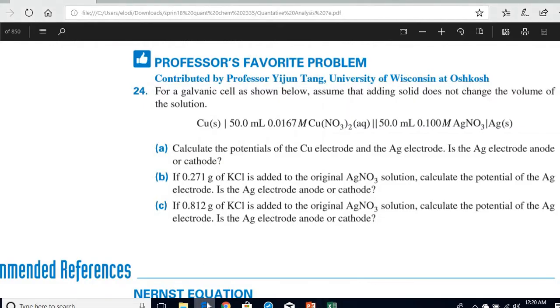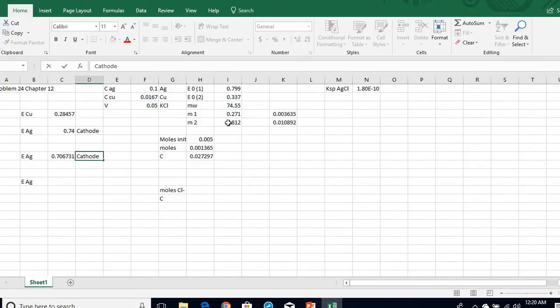In the third question, it asks if 0.82 gram of KCl is added, what will be the potential? So in order to find the number of moles of Cl minus added, we take the mass divided by the molar weight, and we have the number of moles of Cl added. And if you compare this one, you see that there's more chloride added than the initial number of moles of silver.